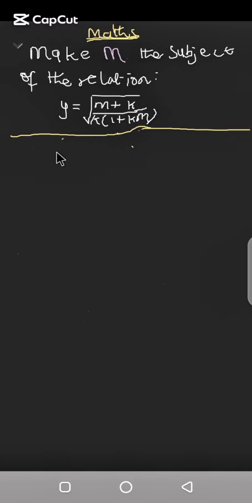So take a look at this question. We are asked to make m the subject of the relation y equals square root of (m plus k) over k into (1 plus km). Feel free to pause the video and try the problem out yourself. So let's get right into it.